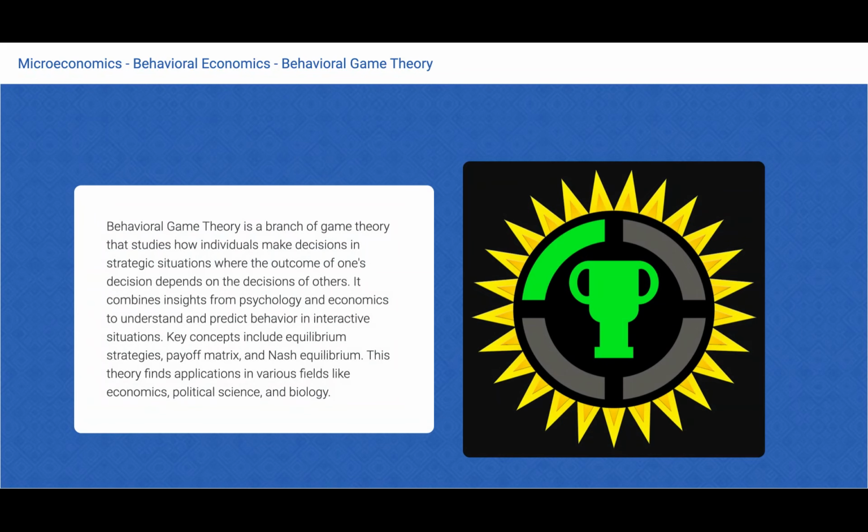Behavioral game theory is a branch of game theory that studies how individuals make decisions in strategic situations where the outcome of one's decision depends on the decisions of others. It combines insights from psychology and economics to understand and predict behavior in interactive situations. Key concepts include equilibrium strategies, payoff matrix, and Nash equilibrium. This theory finds applications in various fields like economics, political science, and biology.